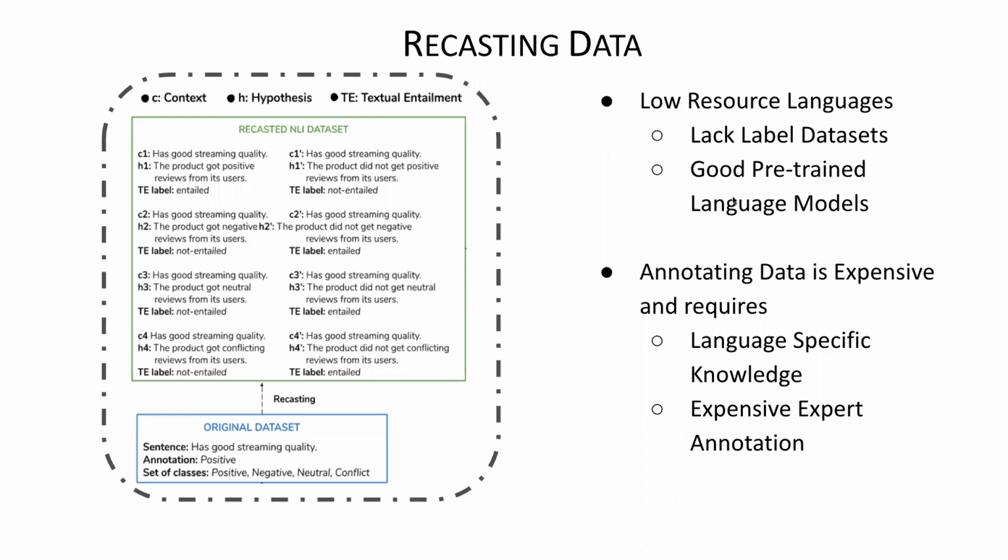So recasting is a good, cheap way of getting data for any task. In fact, we can combine a lot of semantic formalisms to convert into a single NLI dataset. We will also see how this recasted data could be used in the original task as well as for the NLI task.